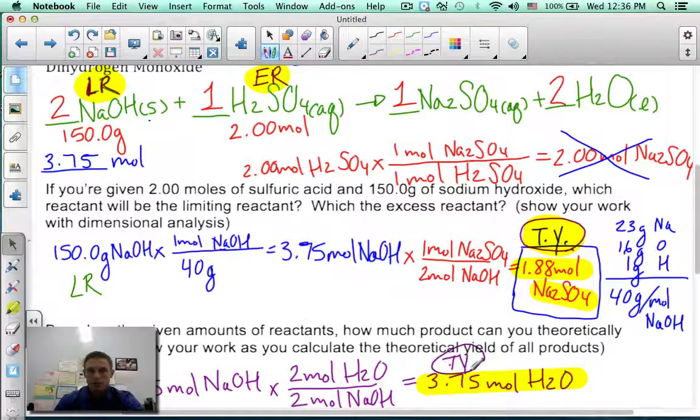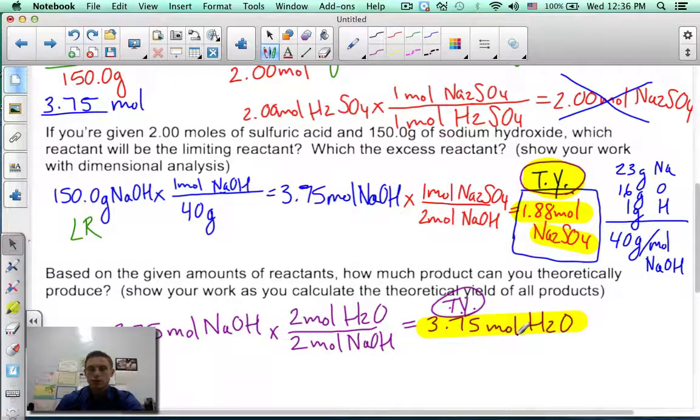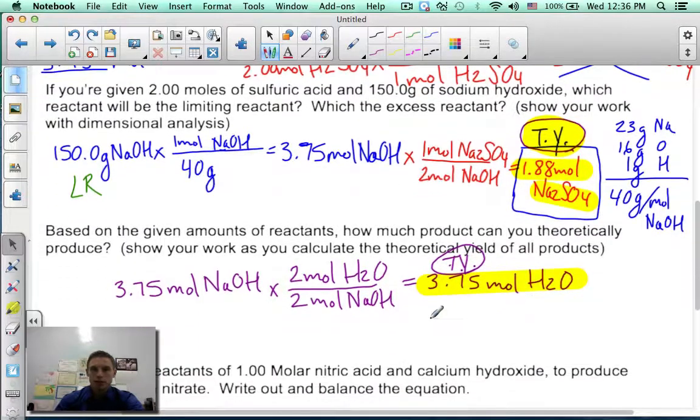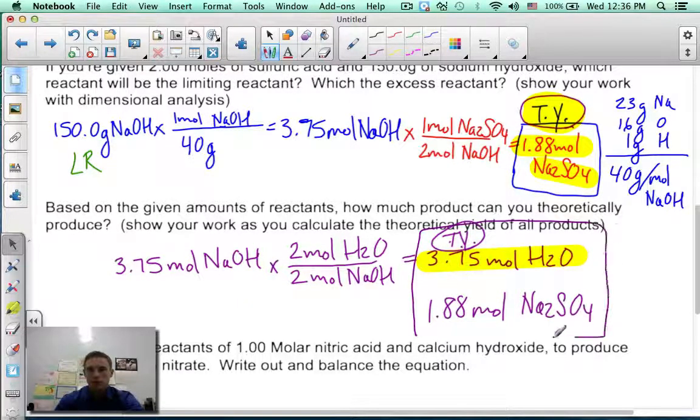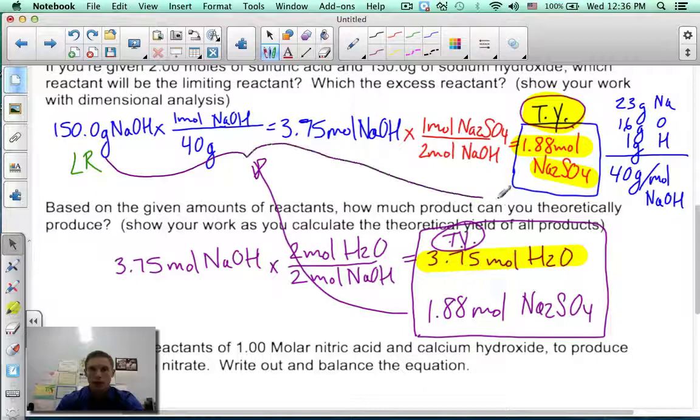Theoretical yields. So it's just the yield of the water and the yield of the salt. There's my answer. I could rewrite this answer down here and say I also have 1.88 moles of sodium sulfate. I could have both of these as my theoretical yield. And if I wanted to refer to the work, I can say, hey, here's my work. I don't need to show it again. I just showed it. Okay, so there's that answer.